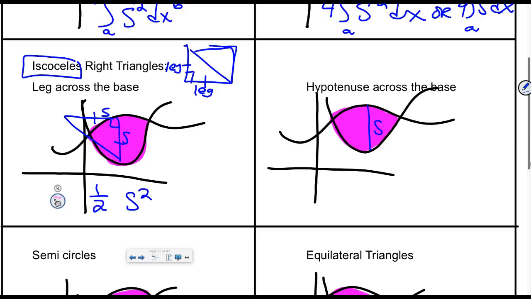So I'd have a half out front. We're going to be calling that the multiplier. You'll have them memorized fairly quickly. But for the isosceles with a leg across the base, it's just like the square, so it doesn't really need to be memorized. It's just half of a square.